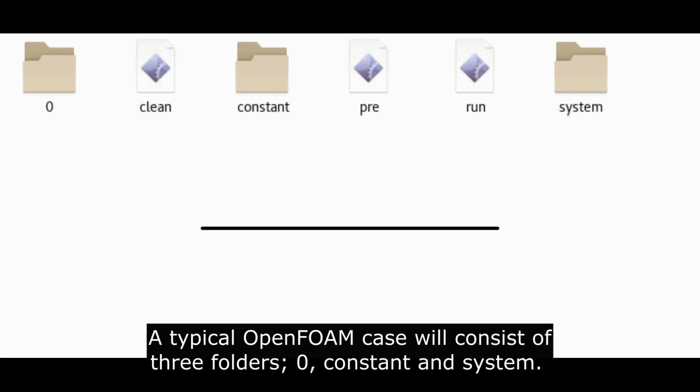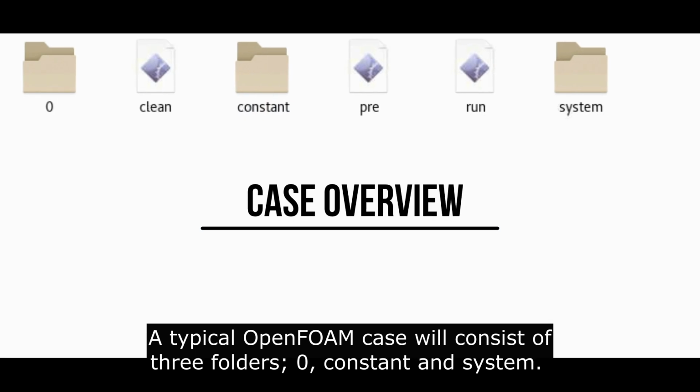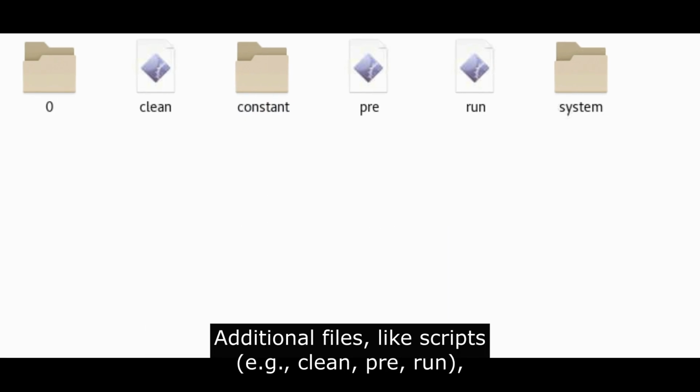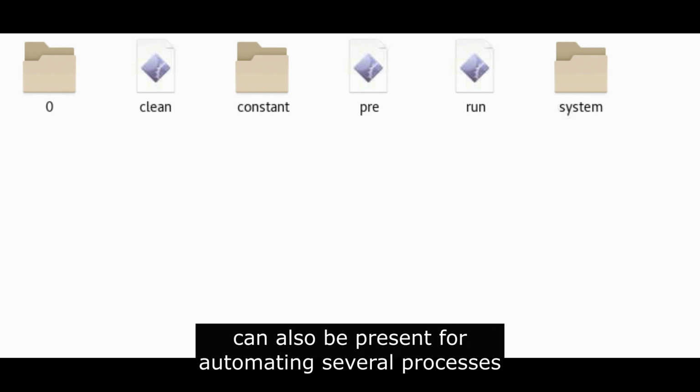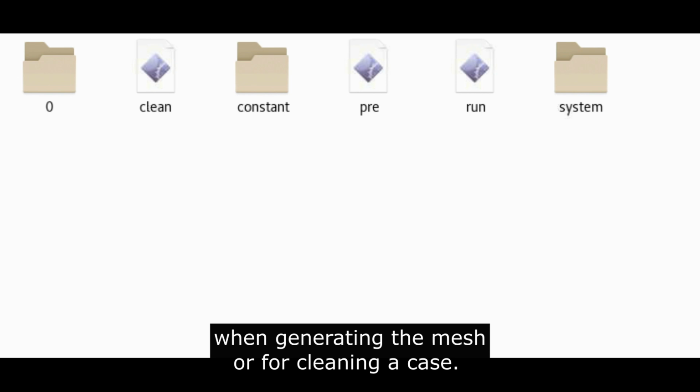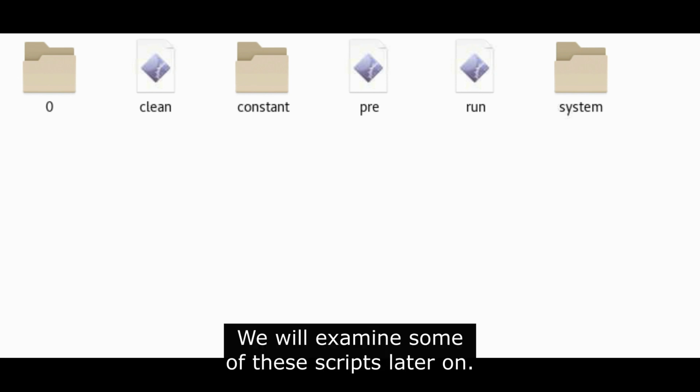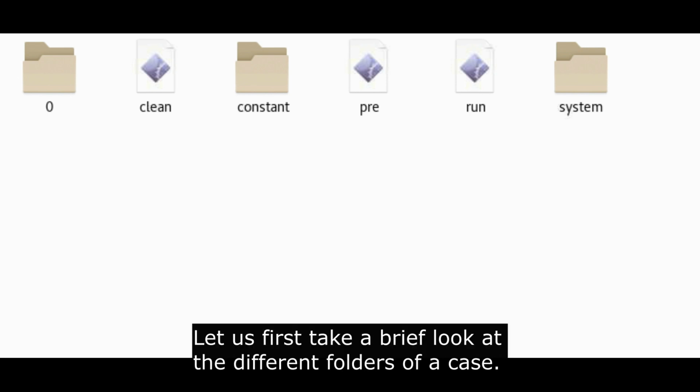A typical OpenFOAM case will consist of three folders: 0, constant and system. Additional files like scripts can also be present for automating several processes when generating the mesh or for cleaning a case. We will examine some of these scripts later on. Let us first take a brief look at the different folders of a case.